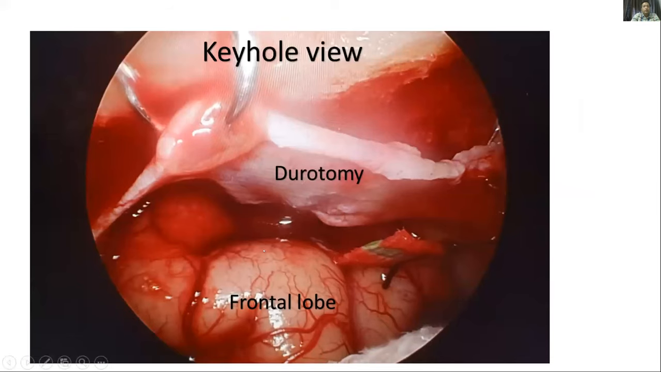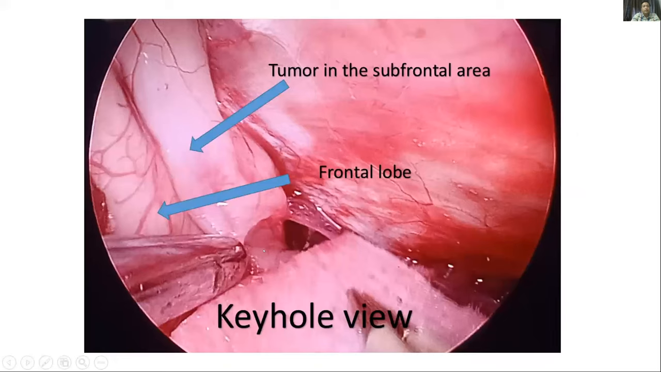On opening the dura, the frontal lobe was retracted, and we were able to visualize the tumor in the subfrontal area as well as the suprasellar area. The tumor in the subfrontal area was dissected and removed with the help of suction. Because the tumor was soft in consistency, we were able to easily remove and dissect the tumor.